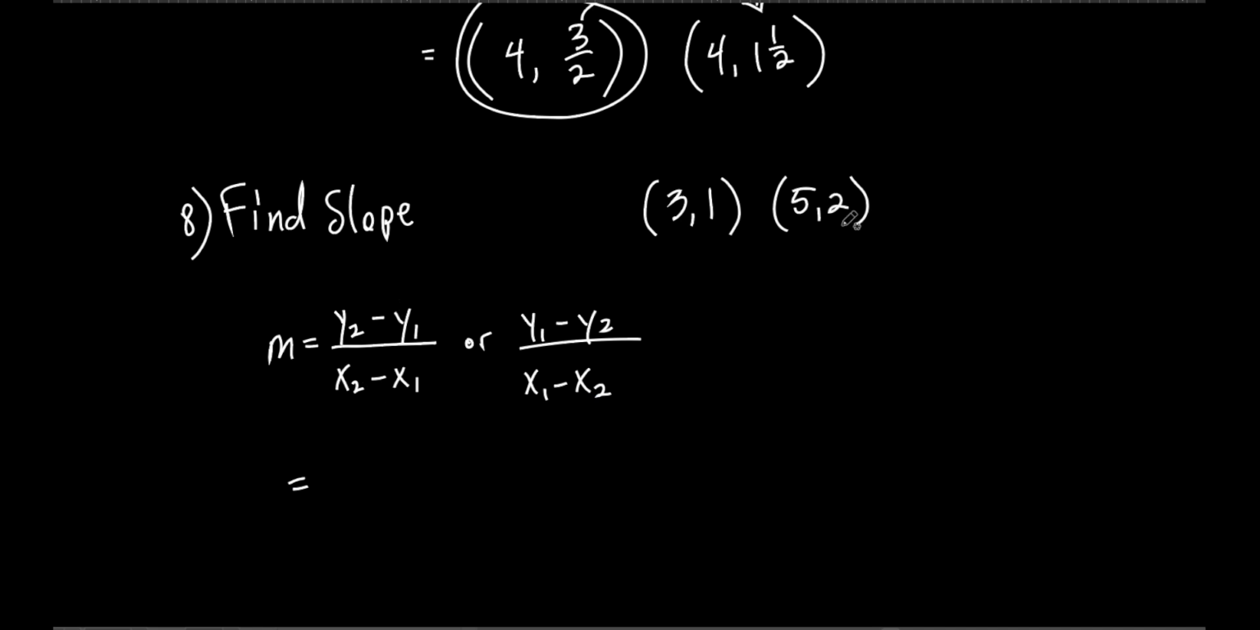y2 minus y1. So what's my y2? This one right here, so it's what? 2 minus 1 over, then subtract the x's in the same order. 5 minus 3. 2 minus 1 is 1 over 2. That's the slope. Okay? So you should write slope equals 1/2.